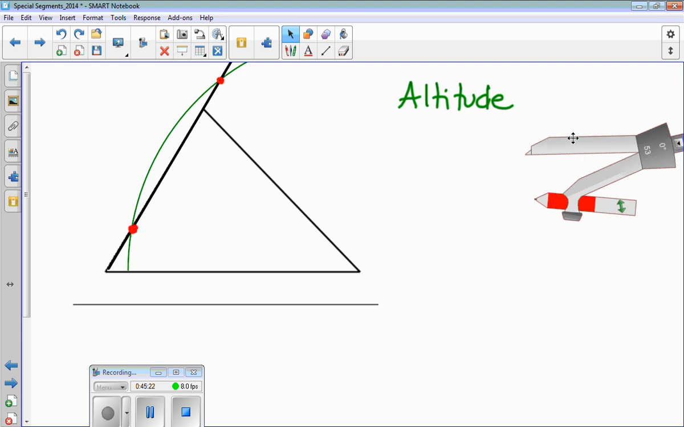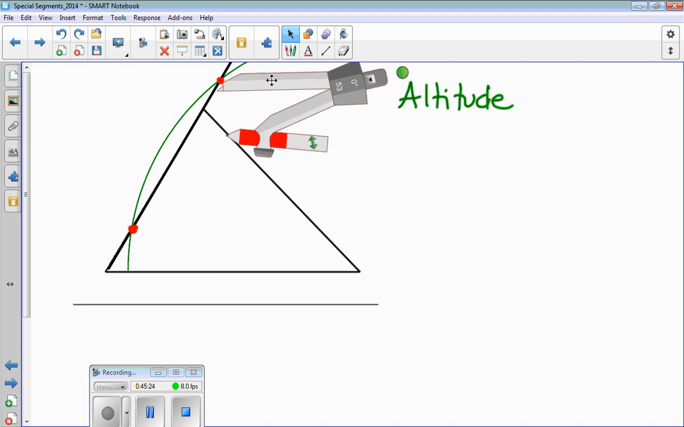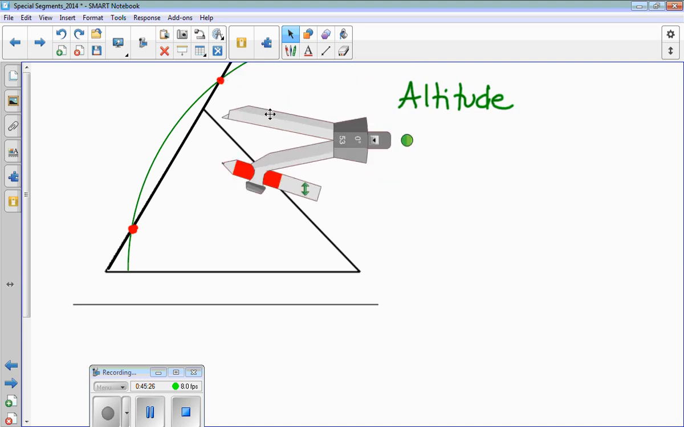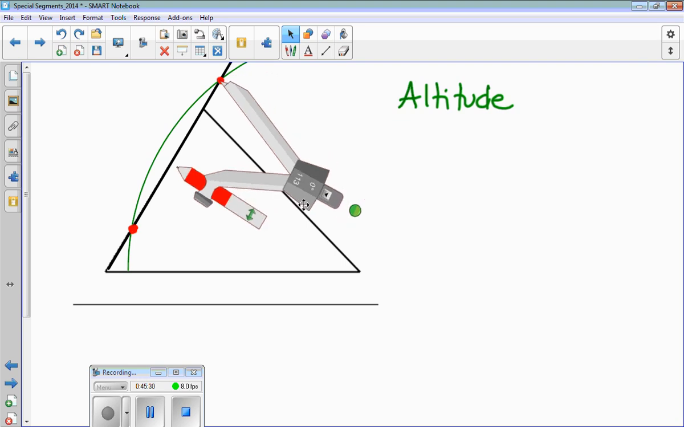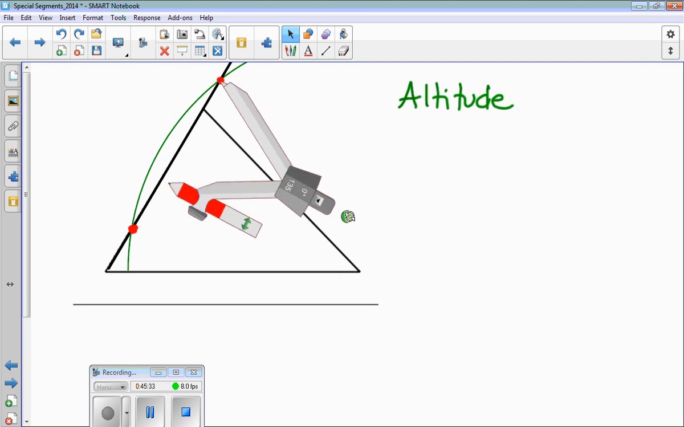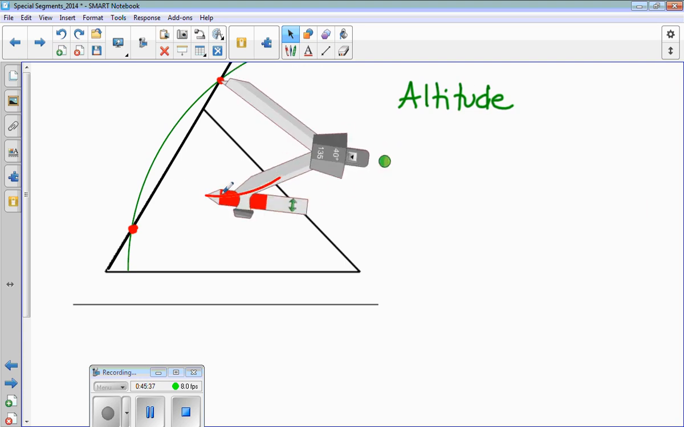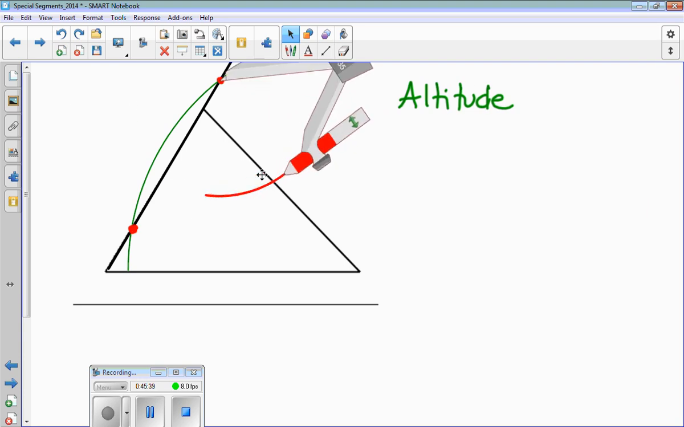I'm going to put my compass here, open it more than halfway. Open a little bit more so it's more than halfway. I'm only going to make an arc up here. I don't need to do one down here because I just need one more point, because I'm going to pass it through this, aren't I? It's going to go like this. So I already have one point. I just need one more.